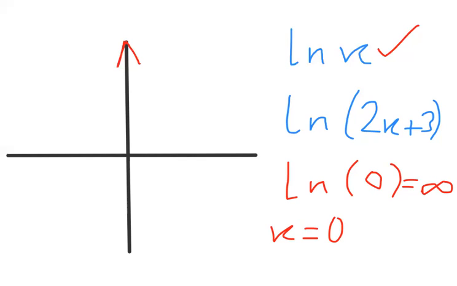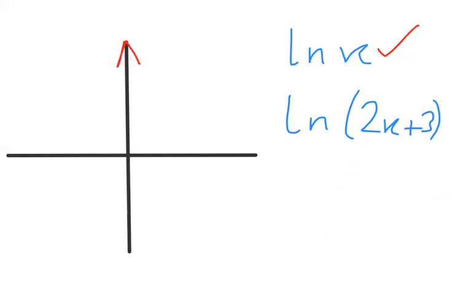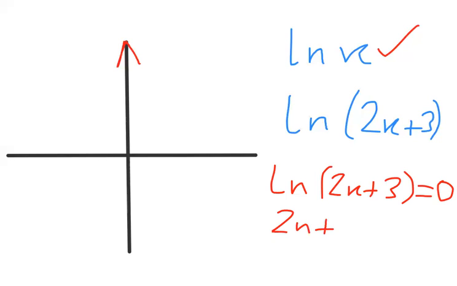Now, if we had ln 2x plus 3, so to find the x-intercept, again, y will be 0. So ln 2x plus 3 will be equal to 0. So 2x plus 3 equals e to the power 0, which is 1. So x will be equal to 1 minus 3 is minus 2. Minus 2 upon 2 is minus 1. So negative 1 is the x-intercept.